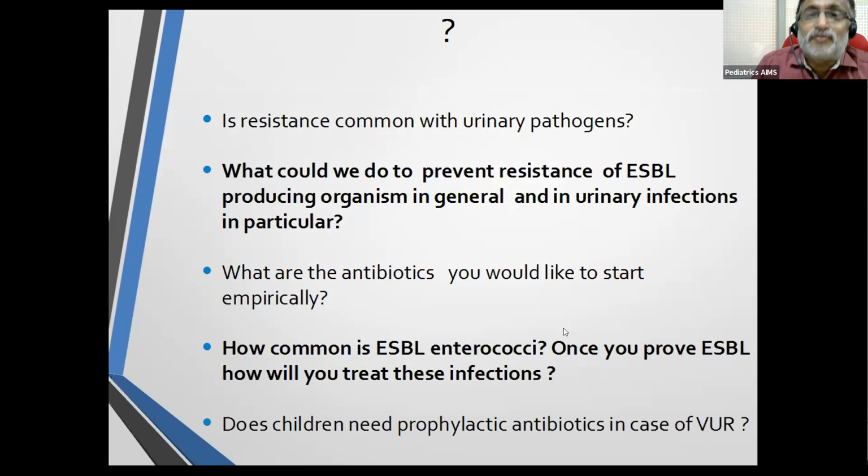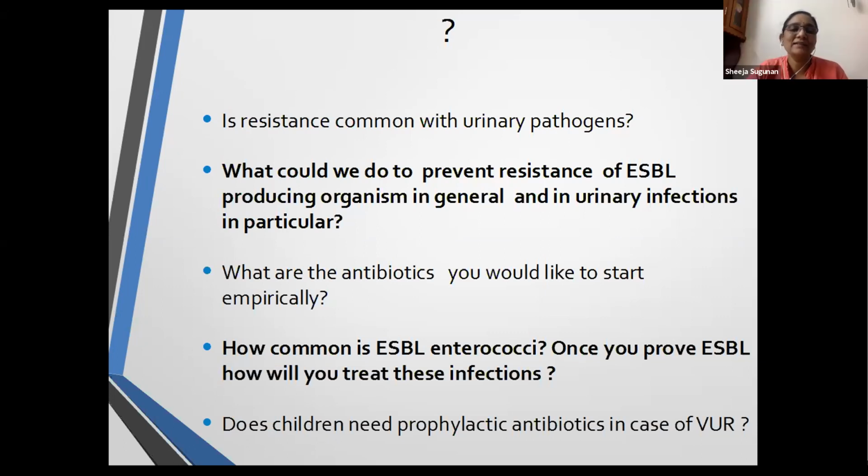Okay, that's good. Thank you so much. My question is, is resistance common with urinary pathogens? And what could we do to prevent resistance in ESBL-producing organisms in general and in particular in urinary tract infection? And what are the antibiotics you like to start empirically in most of the patients with urinary tract infection? And how common is ESBL enterococci? And once you prove that, how will you treat these infections of these ESBL organisms? And last question, whether a child needs prophylactic antibiotics in VUR? A lot of questions. Could you please answer all these questions? Or I'll repeat if you want.